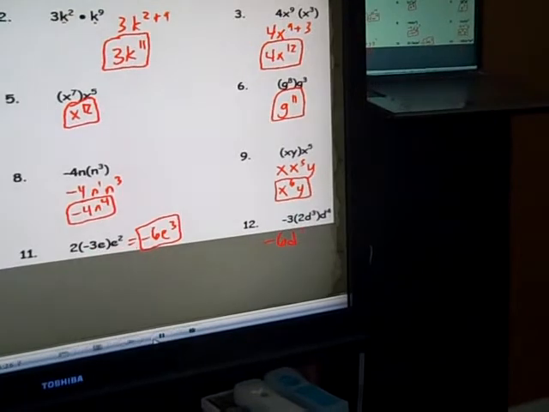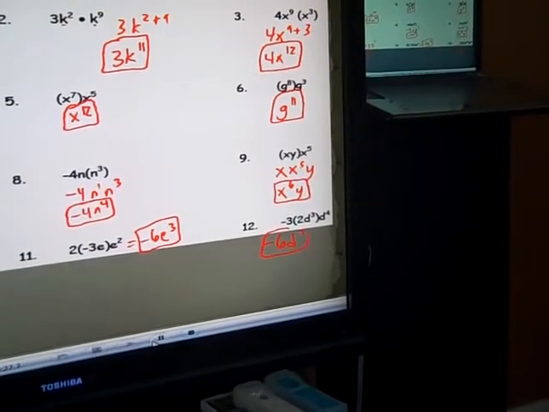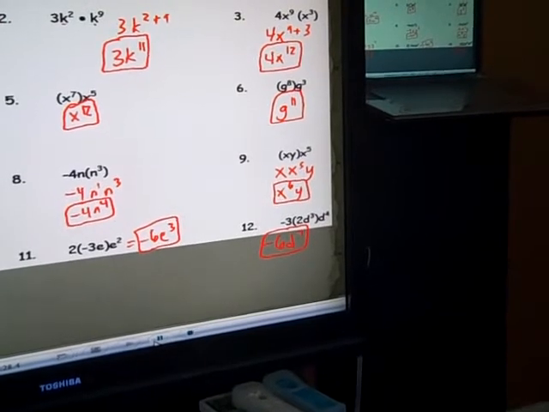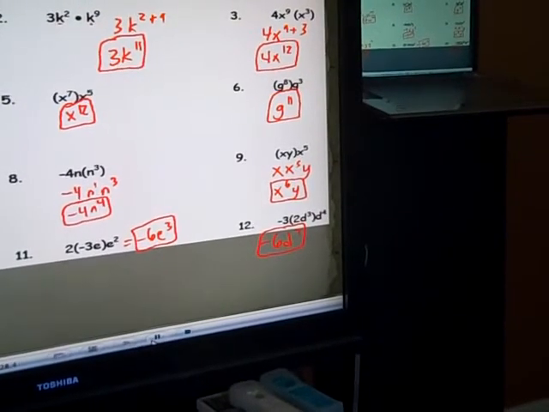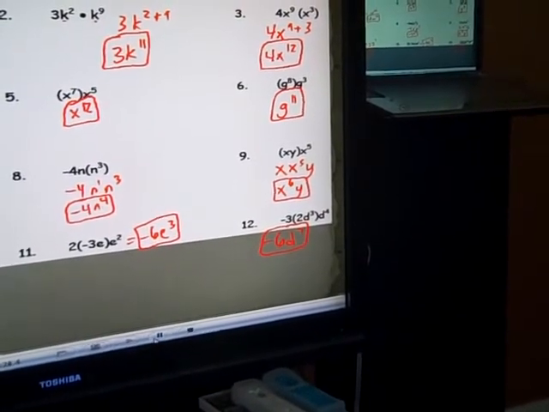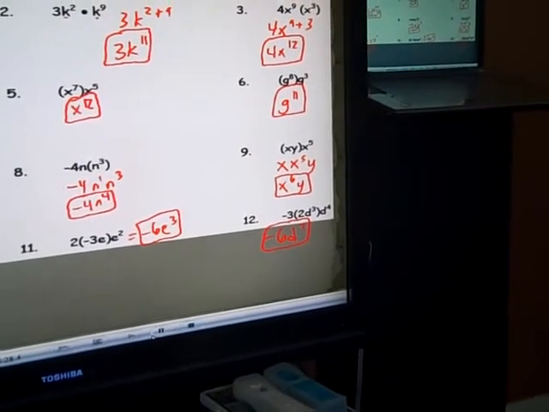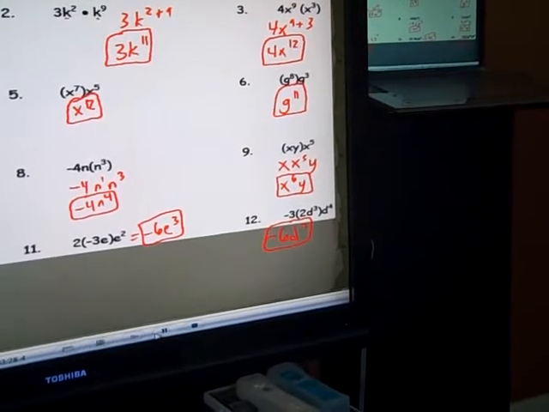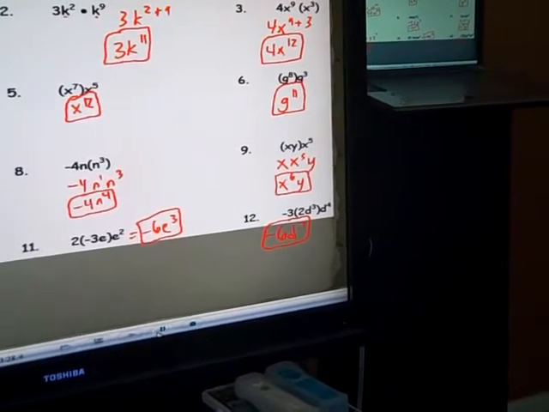And number 12, we multiply the numbers, we get negative 6. And then the exponents 3 and 4, we can add those because the base is the same. Keep that base, which is d, and then we add 3 and 4 and get 7. The final answer is negative 6 times d to the 7th.